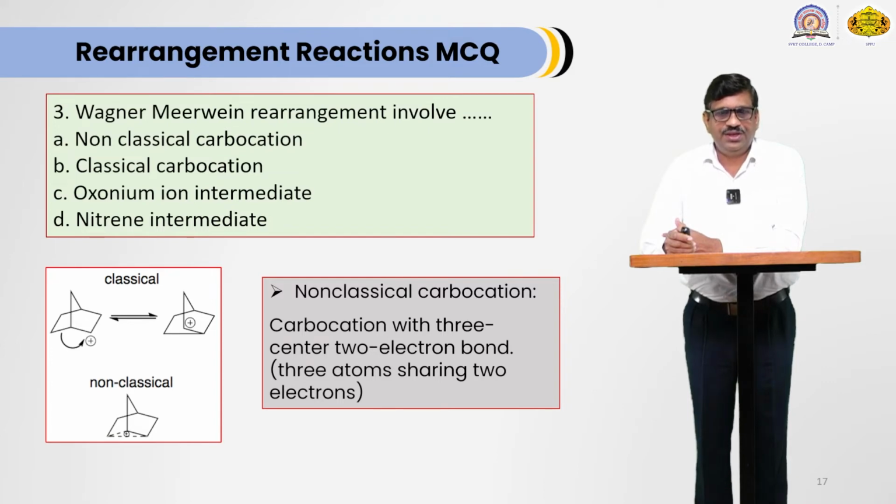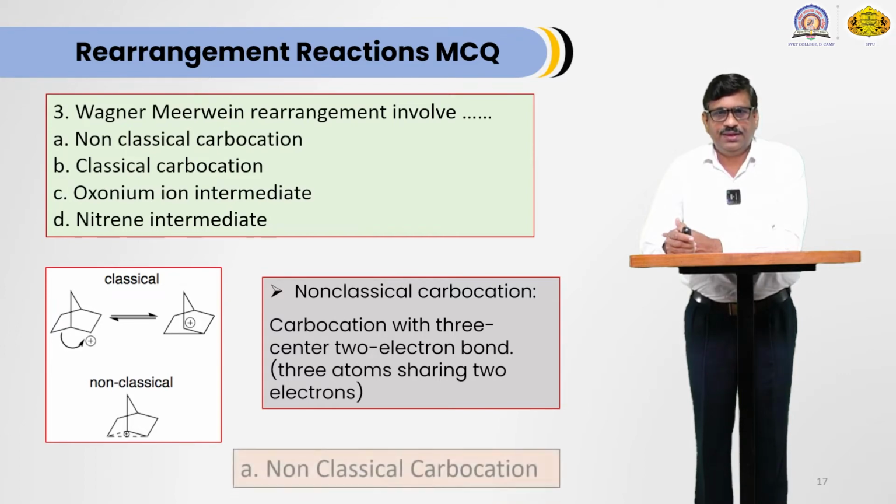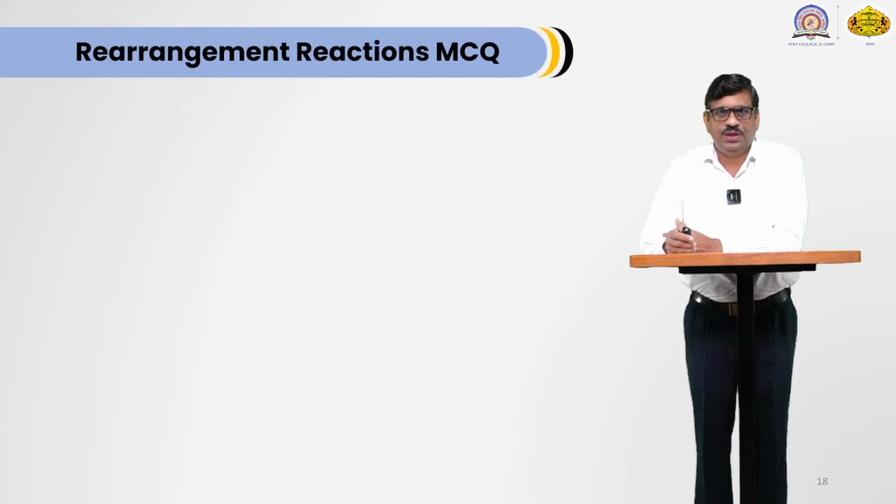That is, 3 atoms sharing 2 electrons. That is the non-classical carbocation. And this non-classical carbocation is part of Wagner-Meerwein rearrangement. That's why option A is the correct option of this question.